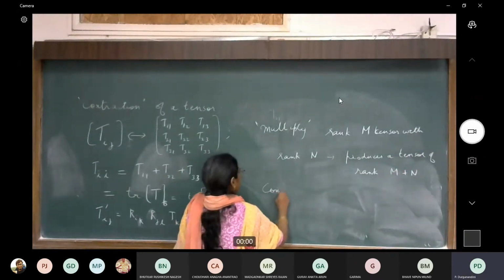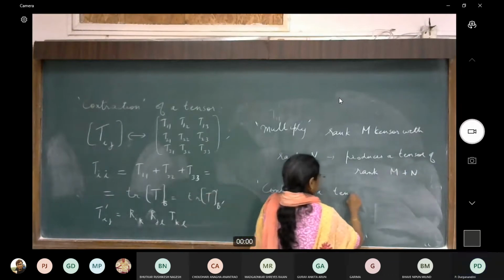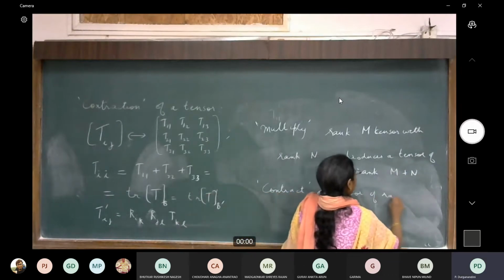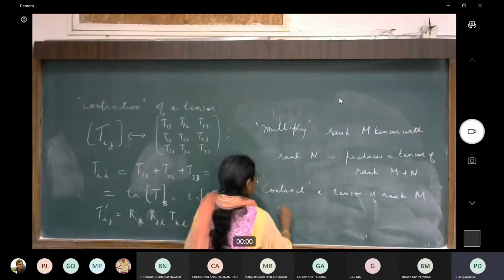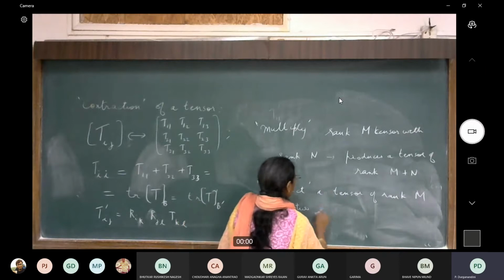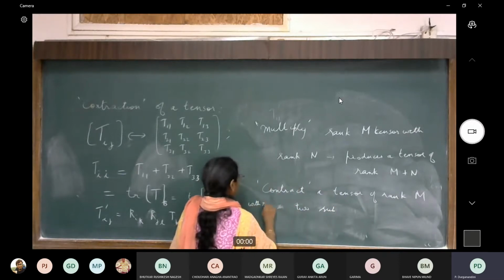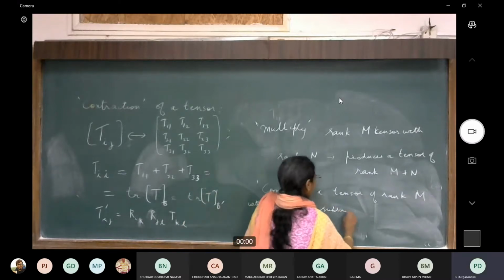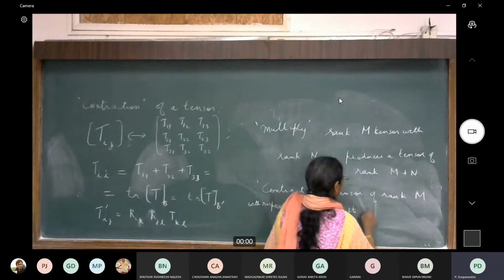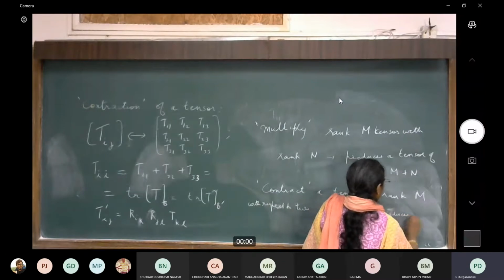And then I can do now a contracted tensor of rank m in two indices or in two subscripts. Okay, so I will write it as two subscripts. So with respect to two subscripts, then I will get a tensor of rank m minus 2.